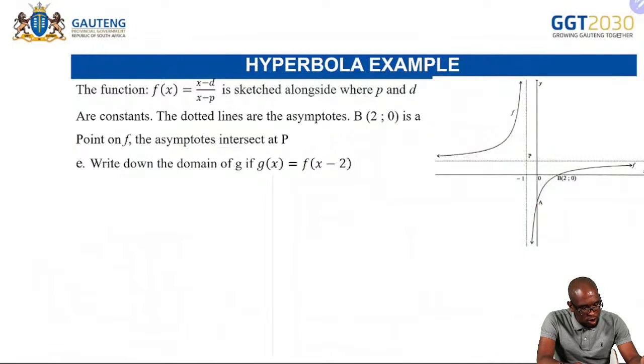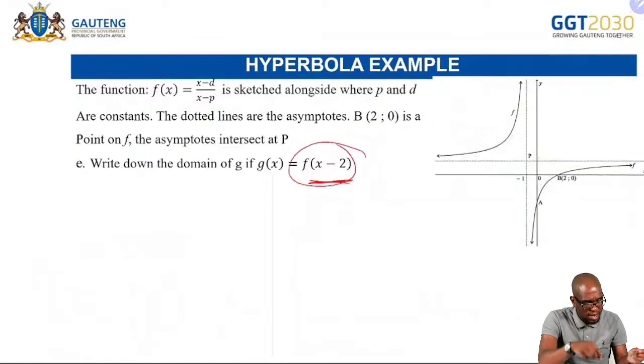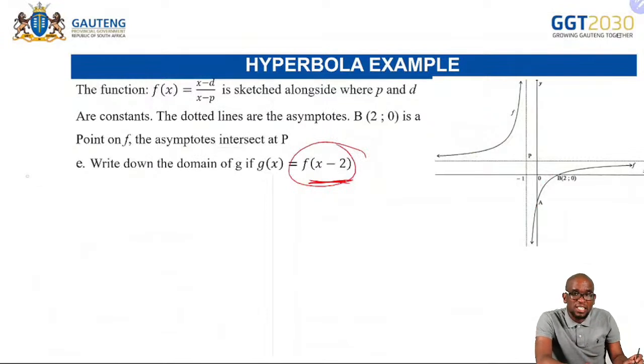Write down the domain of g of x if g of x is f of x minus 2. So there are two ways in which you can write this domain. I'm just going to do one of the ways. The first way is to look at the original domain, then check the transformation and transform the original domain. An alternative way would be to find the equation of g first, and then from the equation of g, using the transformation, find the domain. So let me look at the first method.